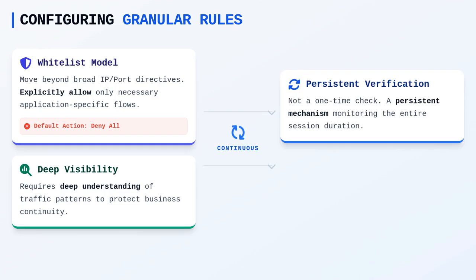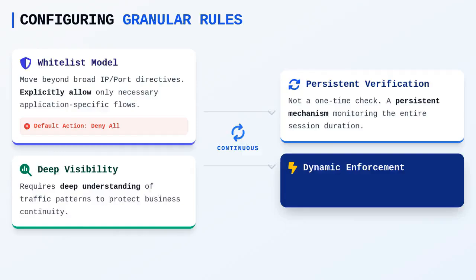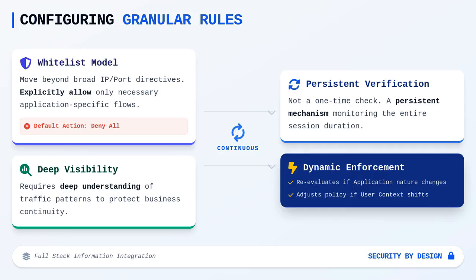Continuous verification is not just a one-time check at the start of a session, but a persistent enforcement mechanism that monitors the behavior of the session throughout its duration. If the nature of the application changes, or if the user context shifts, the firewall must be prepared to reevaluate the risk and enforce policy accordingly, ensuring that your protection remains dynamic.